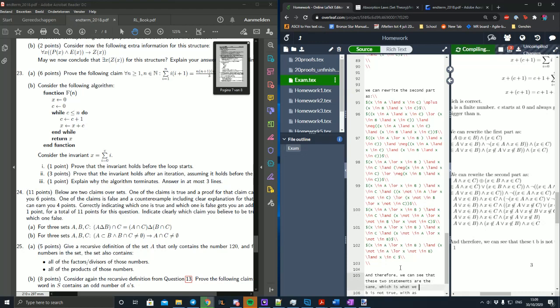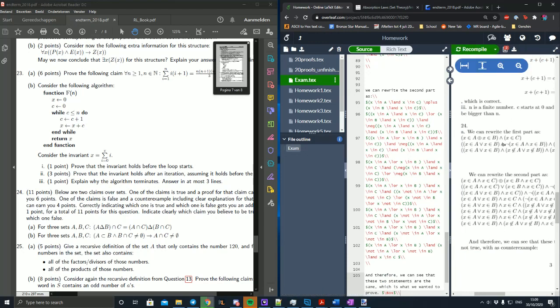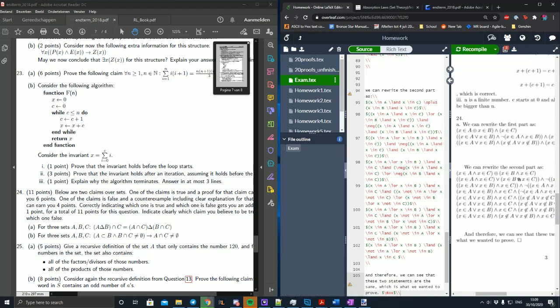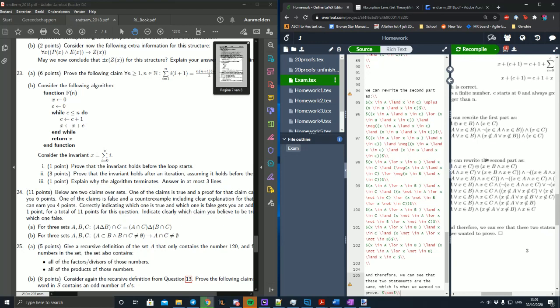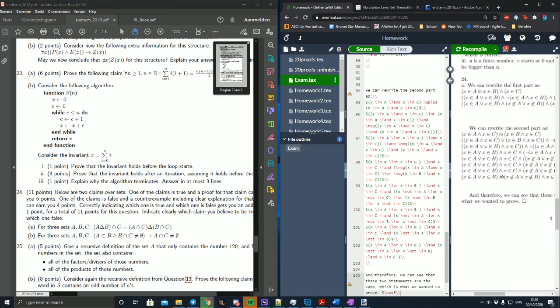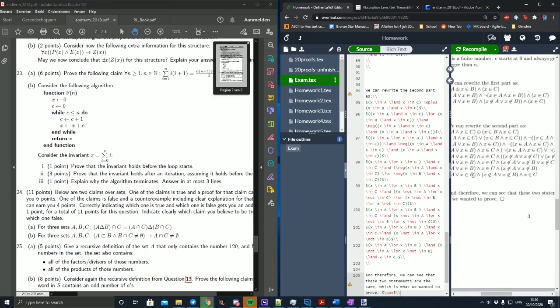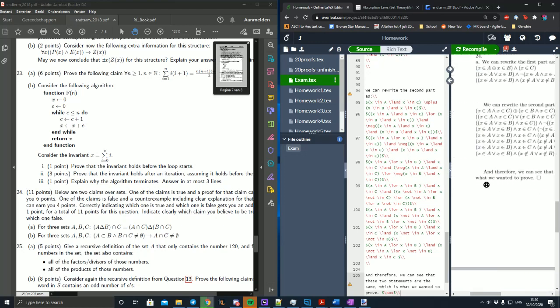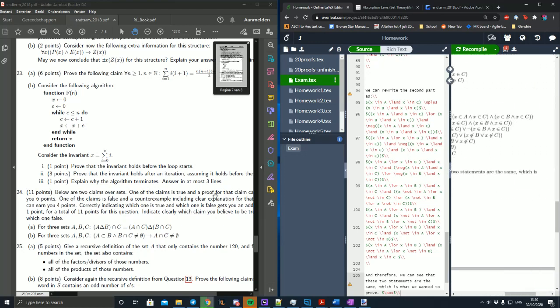Which is what we wanted to prove. And then really satisfying, we put a little box there. Okay, so let's see, we can write the first part as being this thing. We can write the second part as a lot of work being this thing, which is literally the same thing, and we can see, therefore, these two statements are the same, and that's what we wanted to prove.